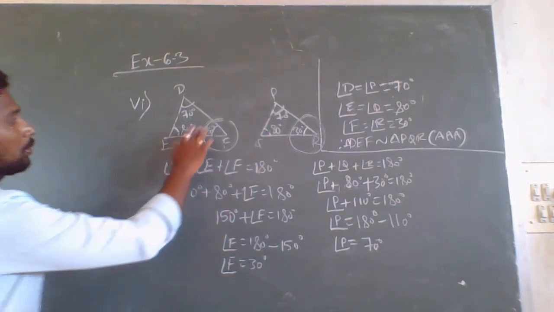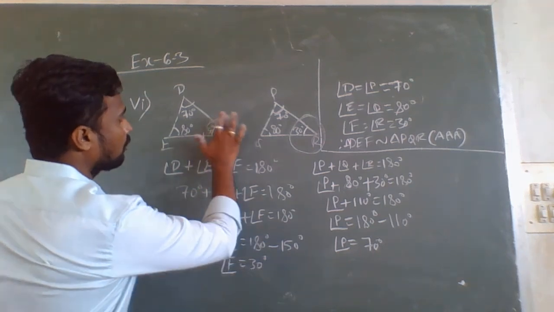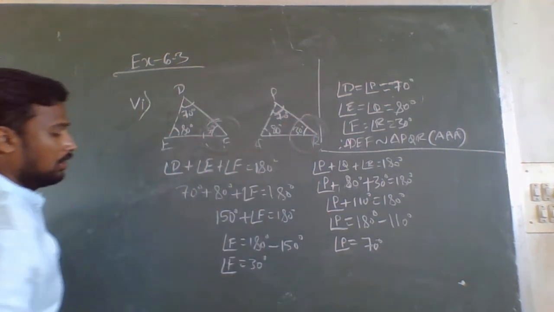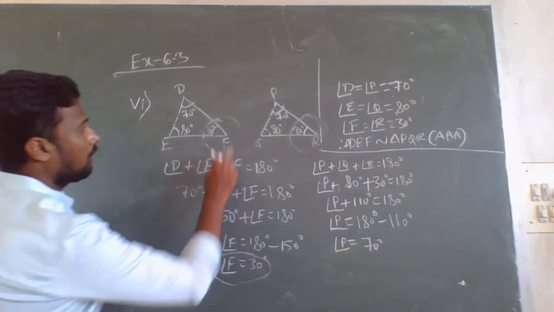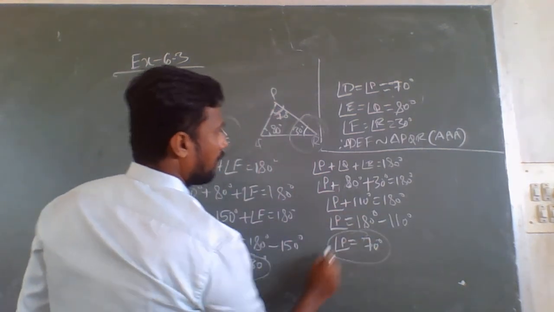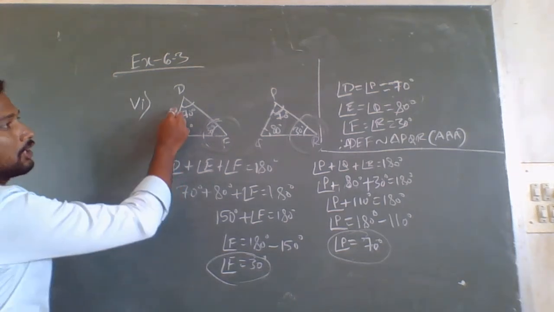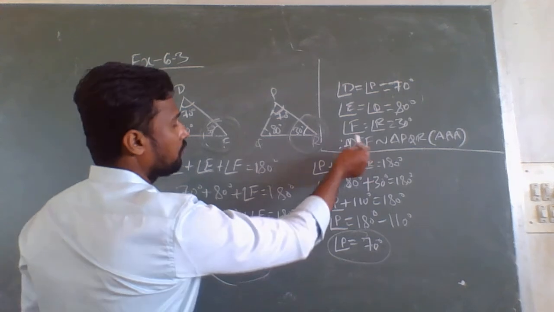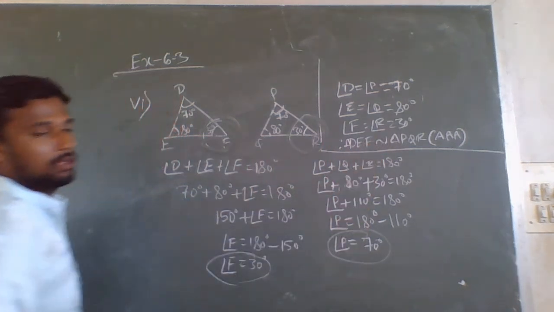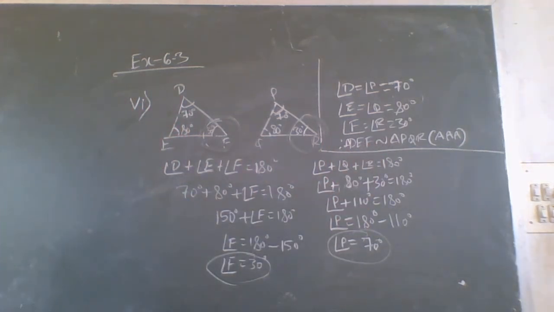But here in the problem they have given two angles only, and we will calculate angle F and angle P, and we will get corresponding angles are equal. Here corresponding angles are equal. Therefore, these two triangles are similar because of AAA.